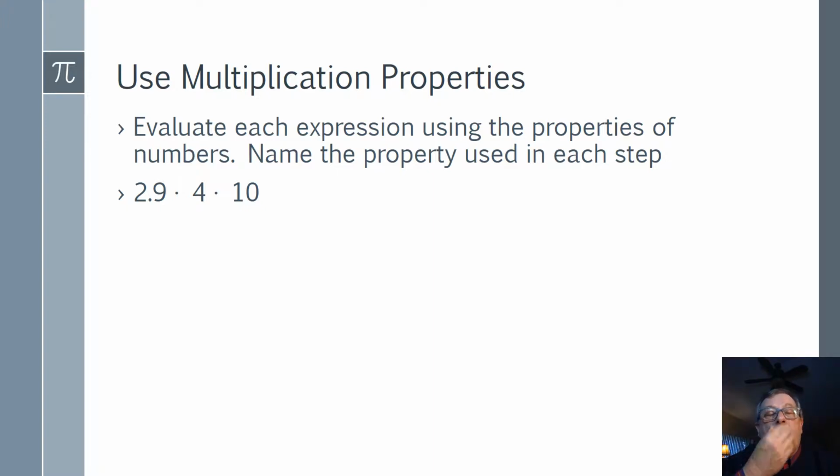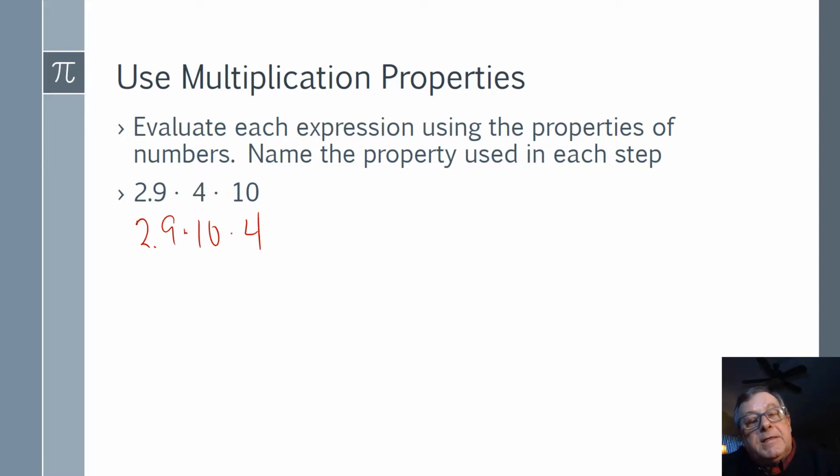So we've got 2.9 times 4 times 10. Now we could rearrange this to make this just a little bit easier on us. Why don't we take 2.9 times 10 times 4. So we've done a little bit of rearranging, and the property that we use there is the commutative property, which states really as long as we're just staying within multiplication, it doesn't matter the order in which we do it.